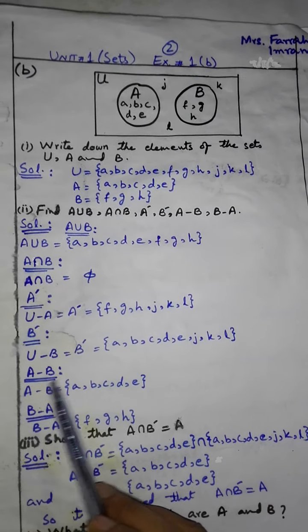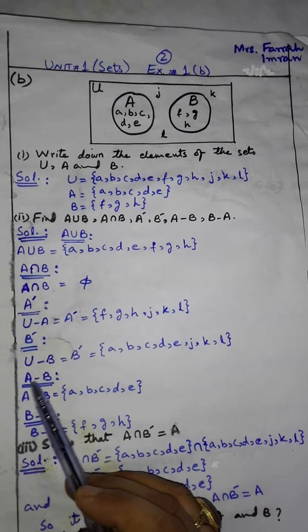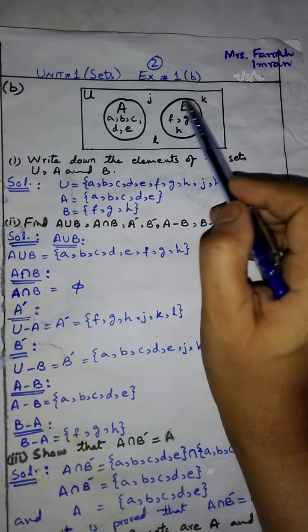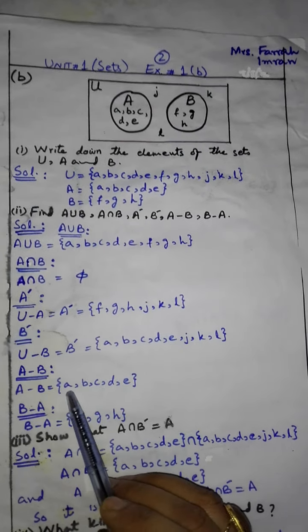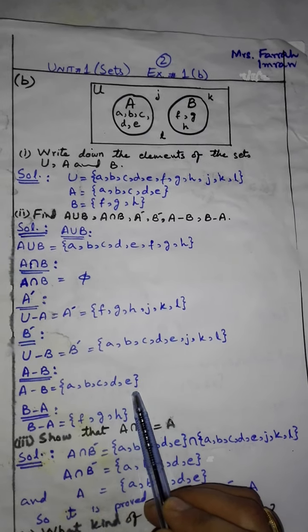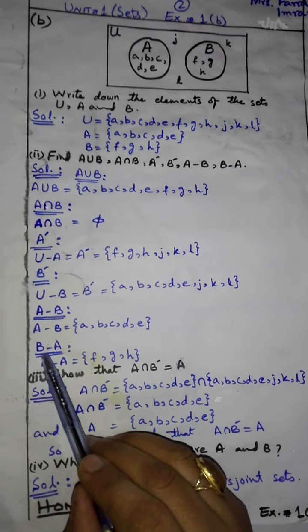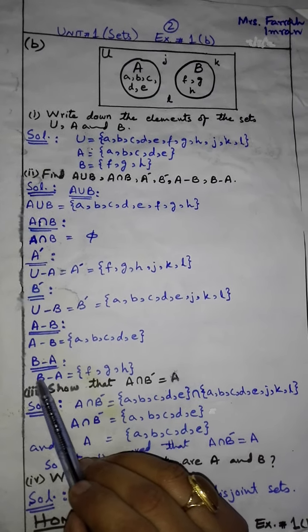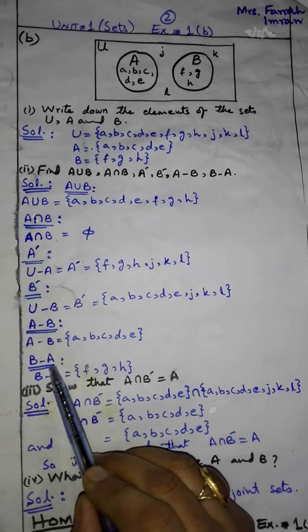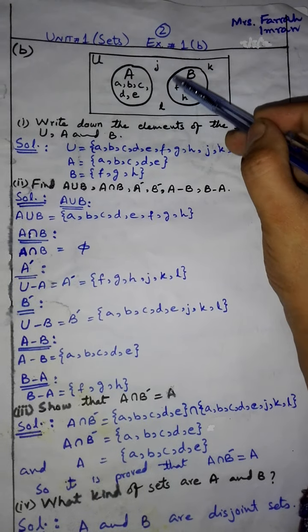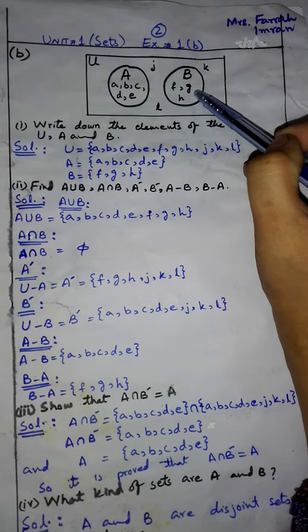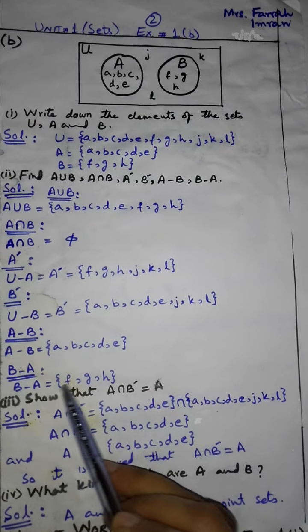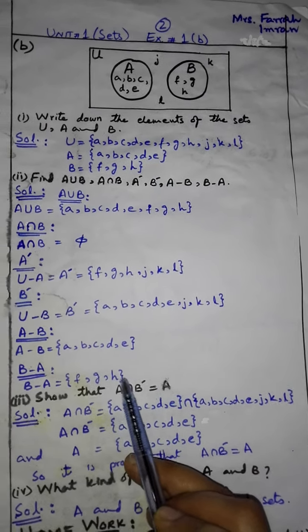Now we find A minus B. We write the elements of A but not the elements of B. So our answer becomes A minus B: A, B, C, D, E. Now we find B minus A. We write the elements of B but not the elements of A. So our answer is F, G, H. Look at here. B minus A is F, G, H.